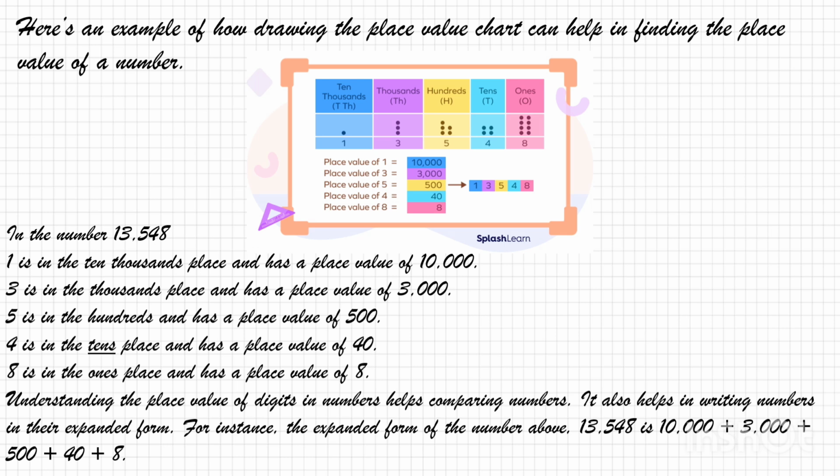Understanding the place value of digits in numbers helps comparing numbers. It also helps in writing numbers in their expanded form. For instance, the expanded form of the number above, 13,548, is 10,000 plus 3,000 plus 500 plus 40 plus 8.